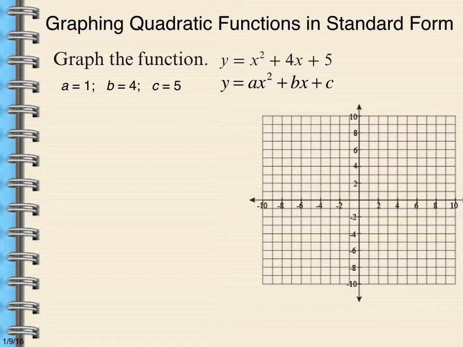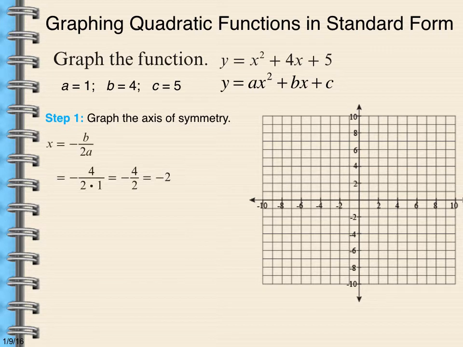So our first step in graphing this function without a graphing calculator would be to graph the axis of symmetry. And remember the formula that we've been using is x equals negative b over 2a. So the opposite of 4 over 2 times 1, it's the opposite of 4 divided by 2. The axis of symmetry is x equals negative 2, which I will graph.